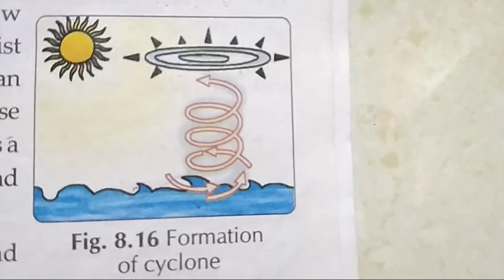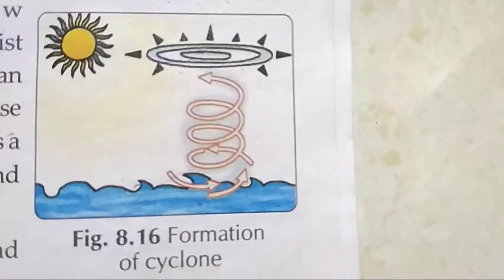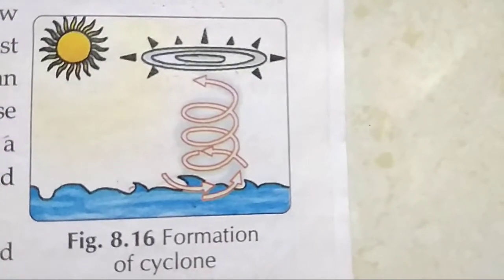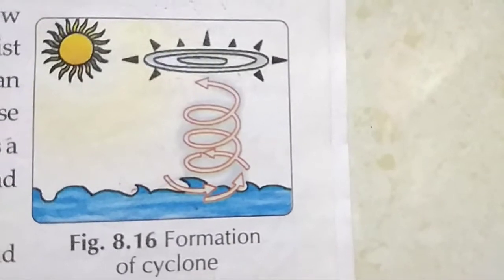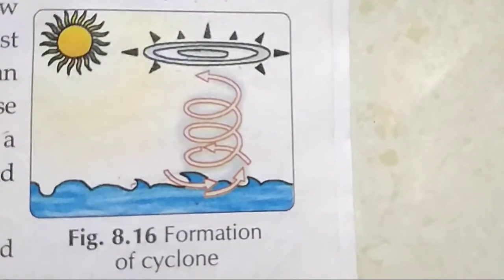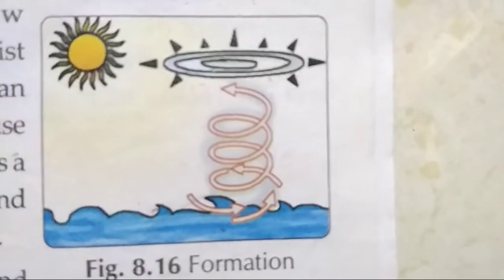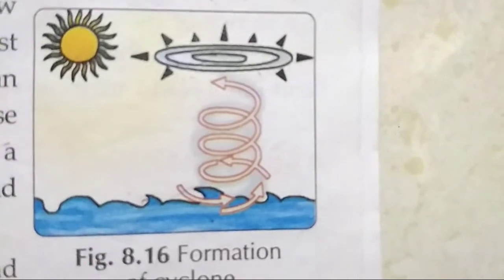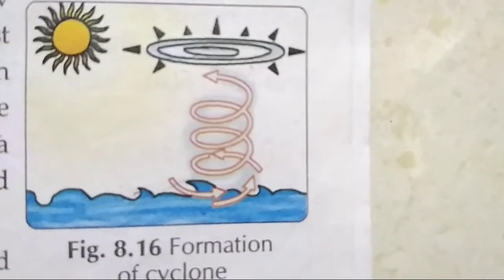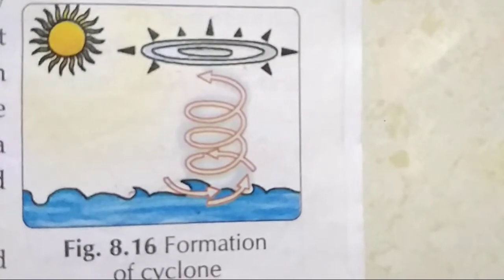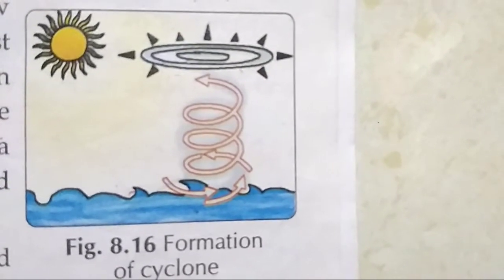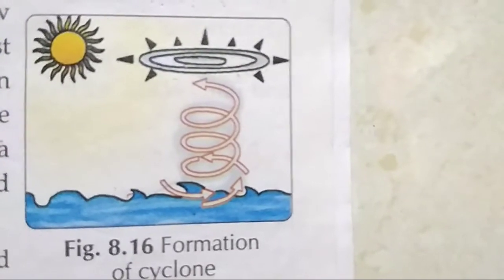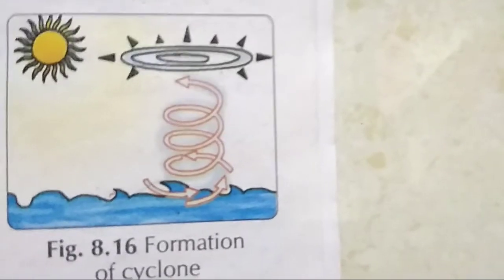This phenomenon is related to the formation of cyclone also. So now we will see how it is related to formation of cyclone and how it is different from the formation of cloud. As we know, sea or ocean is a vast area, or we can say vast water bodies that cover very large area. So this large area of ocean, the water in the ocean, gets heated by the sun rays.